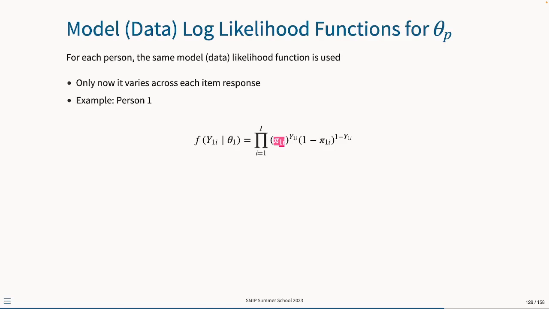So what this shows is this is our likelihood and how we find theta. This is the same likelihood we'd use in a marginal maximum likelihood estimate for theta. It's the same.